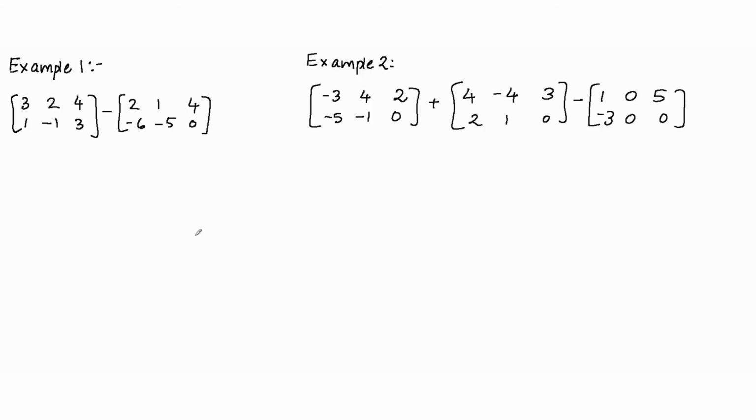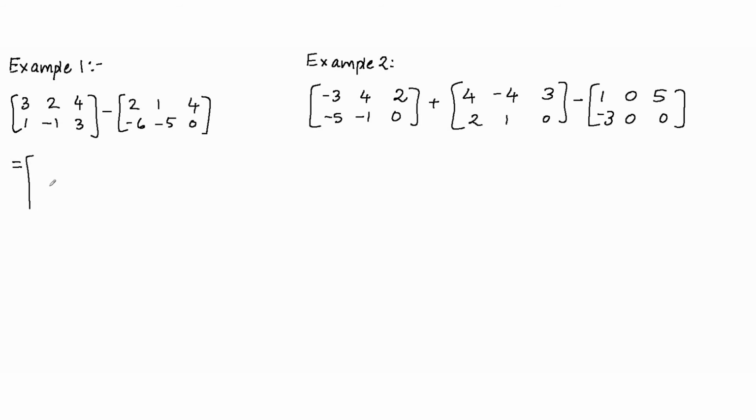So let us consider these two examples. In the first example, you will notice that the matrices are being subtracted, whereas in the second example, you will notice that there is a combination of addition and subtraction. So let's take up the first question. Here the order of the two matrices matches. Both the matrices are of the order 2 by 3.